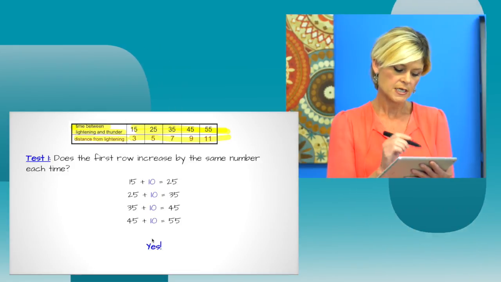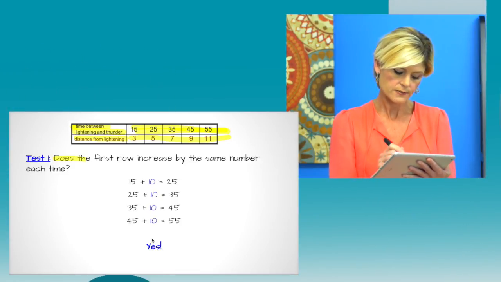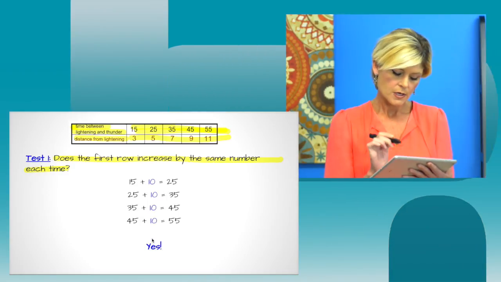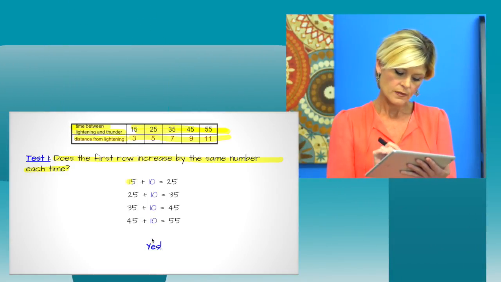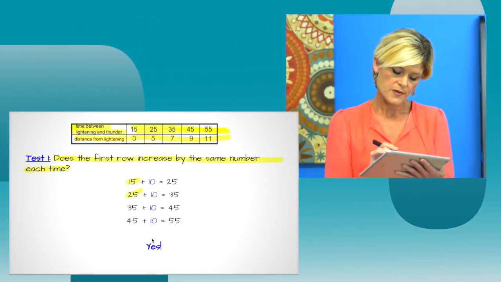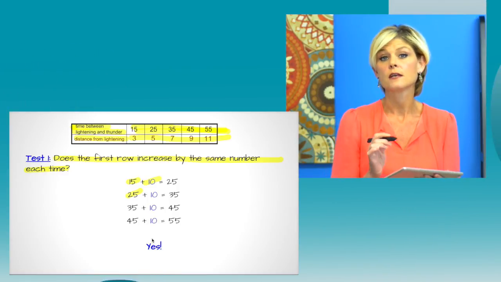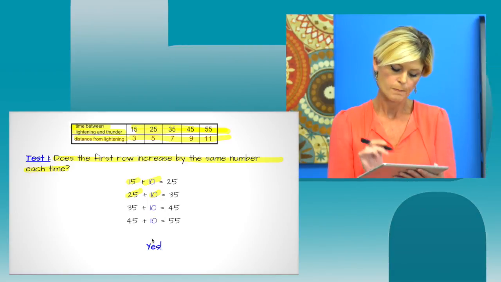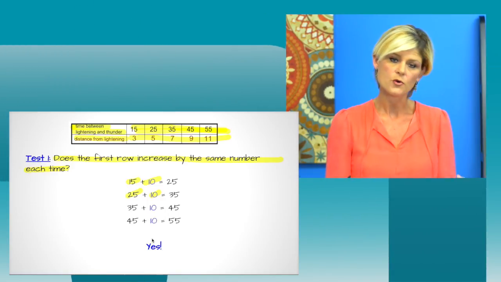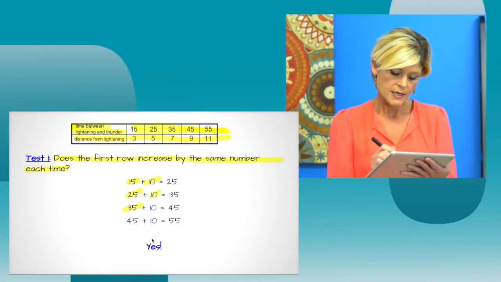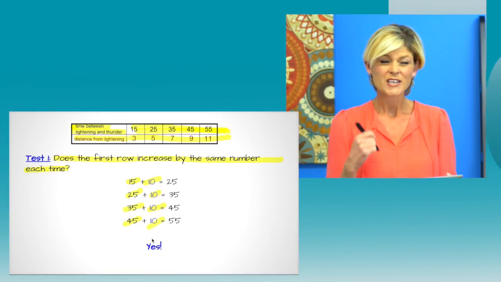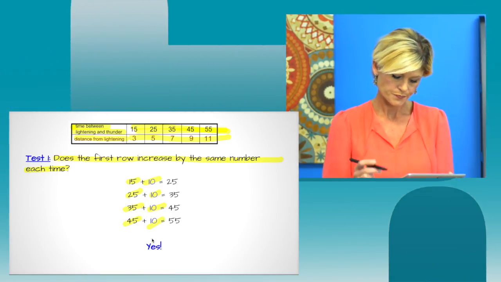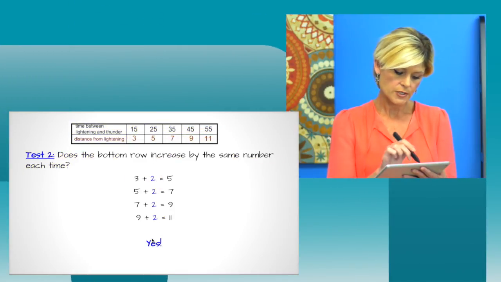Remember, our first test, what we're looking at is, does the first row increase by the same number each time? So we had 15, and the next number was 25. We added 10 to 15 to get 25. And the next number is 35. Now you're probably seeing a pattern here. 15, 25, 35, 45. Each time, it increases by 10. So yes, in fact, this does pass the first test.